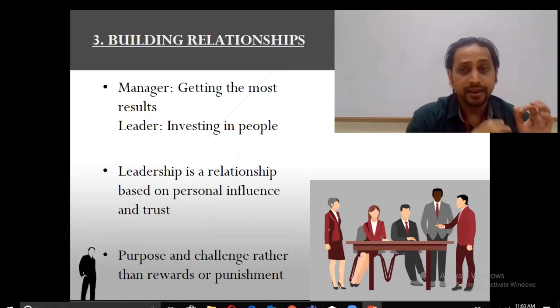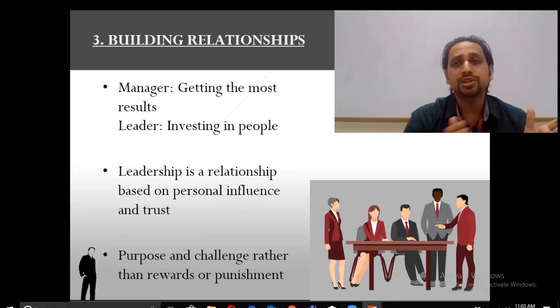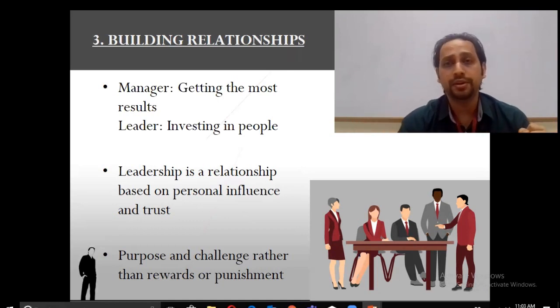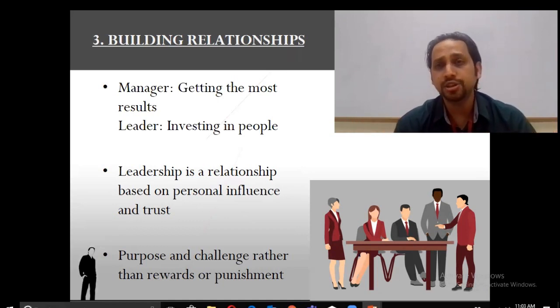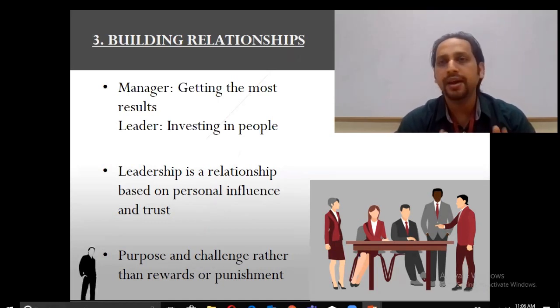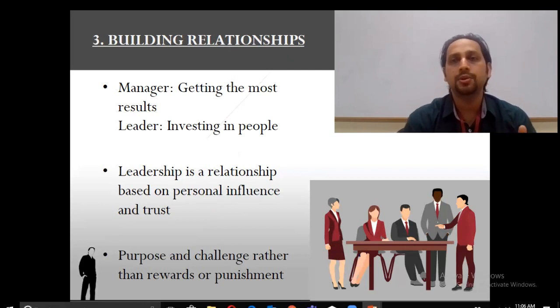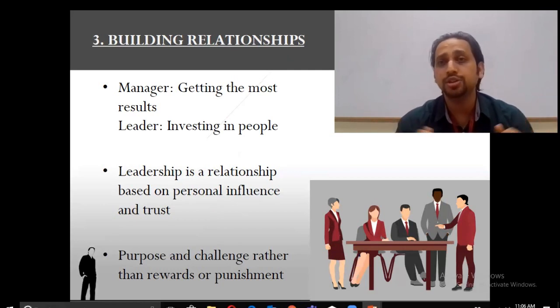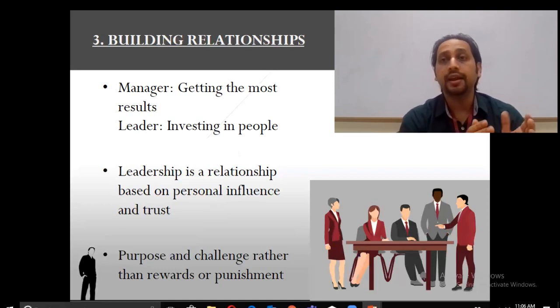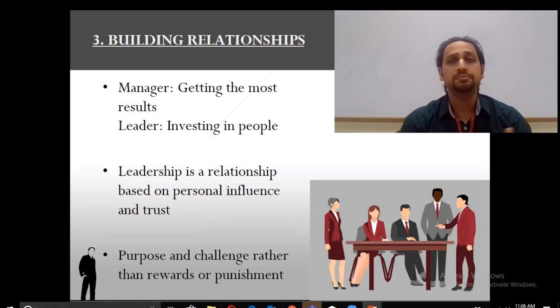So the relationship of a manager and a subordinate is based on position and formal authority, whereas a leadership relationship is based on personal influence and trust. So, for example, a manager can tell his subordinate on the basis of authority relationship that you need to come early in the morning at 7:30 a.m. And if you're not there, I can deduct your leave, salary, pay, whatever.